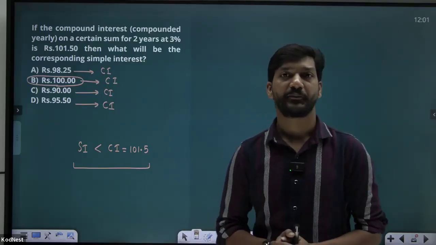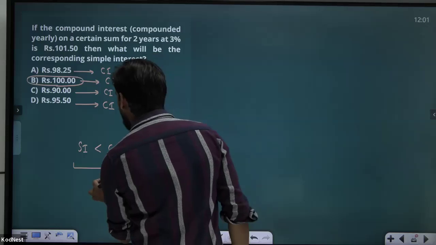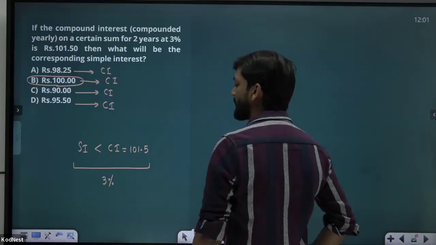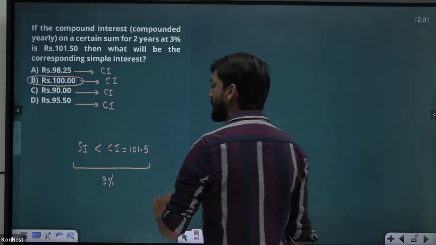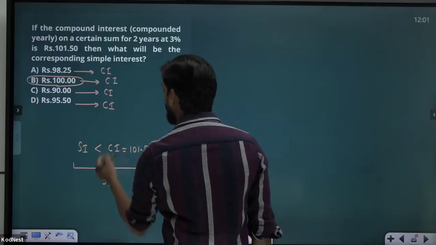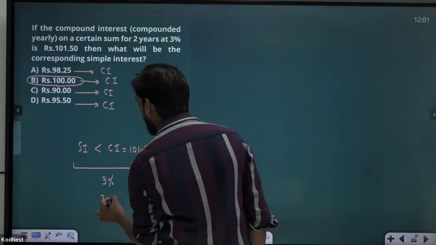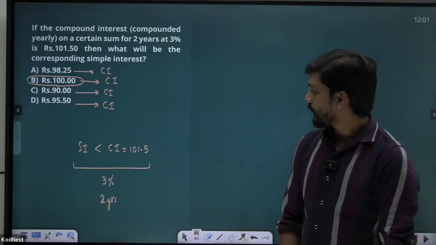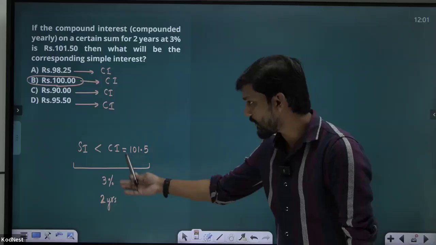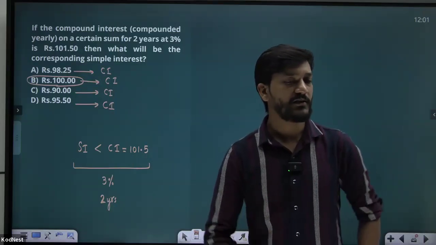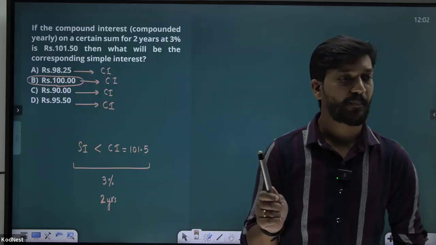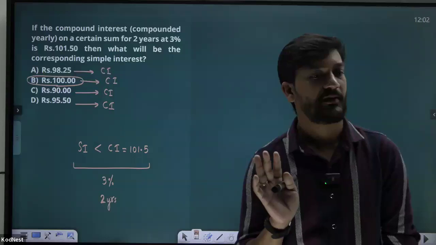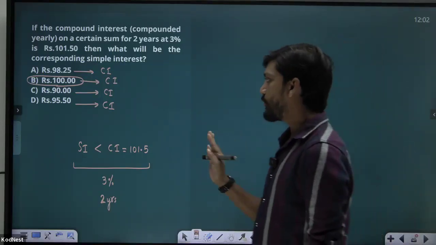So get an idea. My dear, the rate is 3%, which is a very small percentage. 8%, 10% we can say is sufficient, but 3% is very small. Two years is a very small time. 5 years, 6 years I can say is a very big time, but 2 years is very small. A very small rate of interest and a very small time period. Will there be a huge difference between CI and SI in a very small time period? No, there is no huge difference.